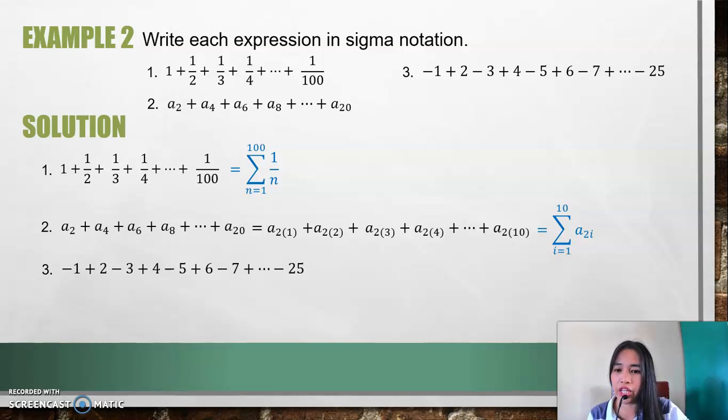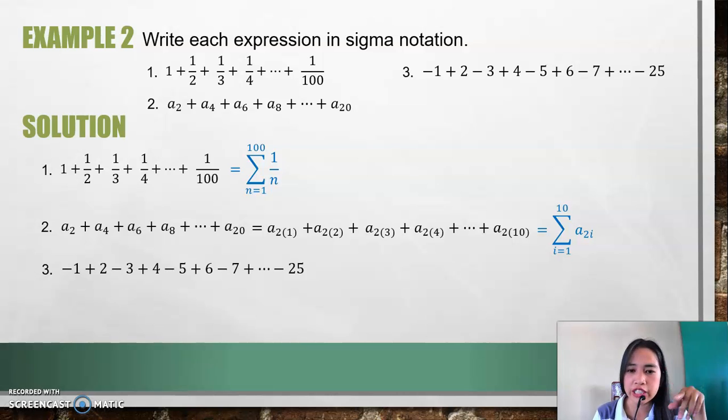Okay, we have number 3: negative 1 plus 2 minus 3 plus 4 minus 5 plus 6 minus 7 plus dot dot dot negative 25. We call this an ellipsis. As we can see, the numbers are in sequence: 1, 2, 3, 4, 5. But the difference is that the signs alternate: positive, then negative.